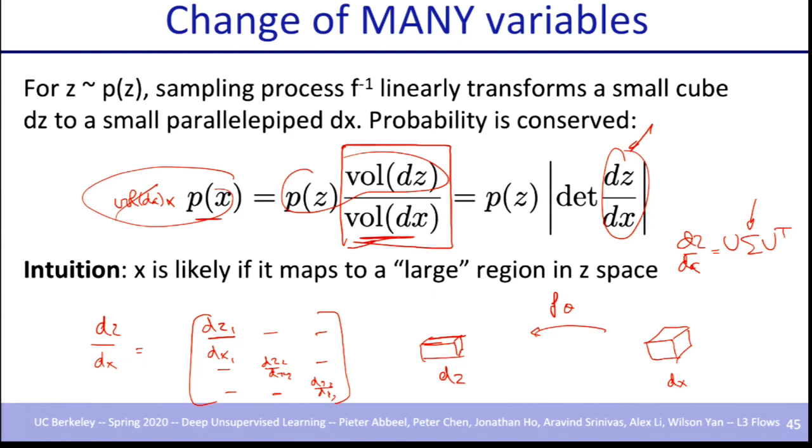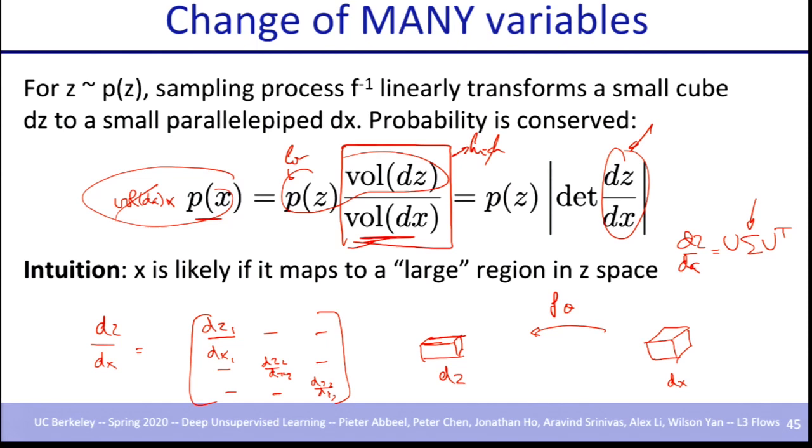OK, so we understand now change of many variables, so what happened to that probability mass. And again, the same thing happens. If somehow the function grows the volume dx into a bigger volume on the z side, the probability mass living inside dx now gets spread out over a bigger volume. So if dz/dx is high, this will have to make this thing low to make it match up.